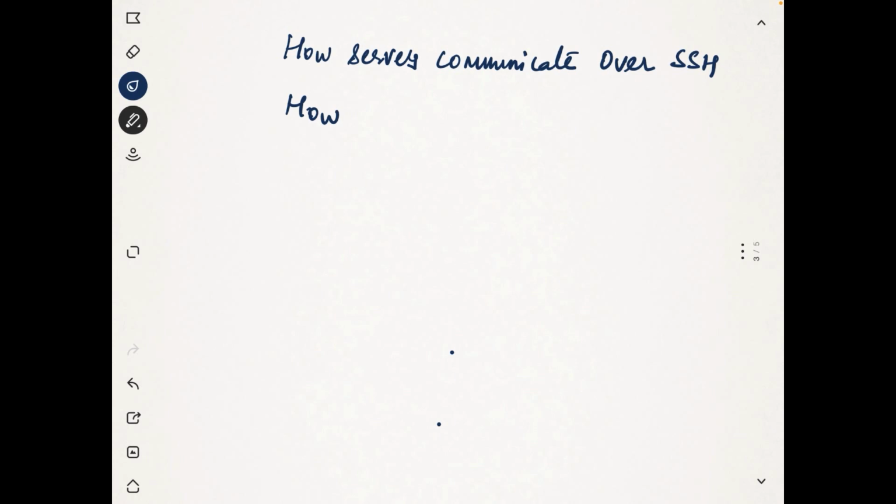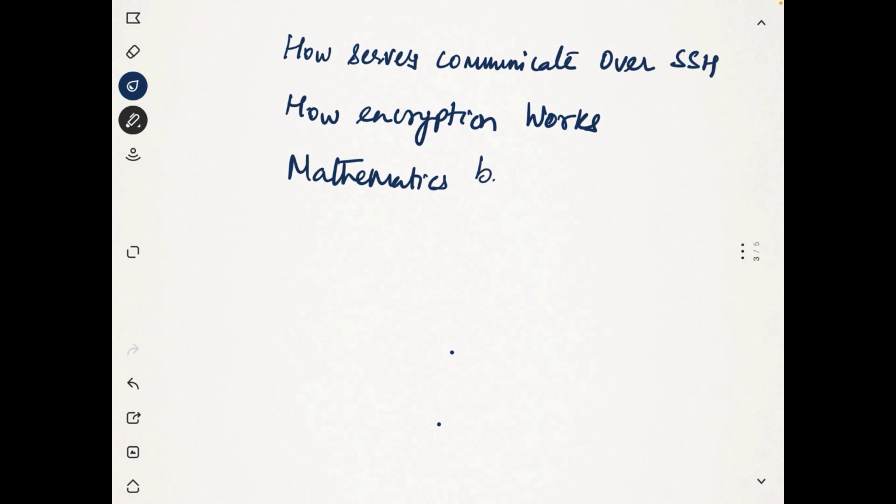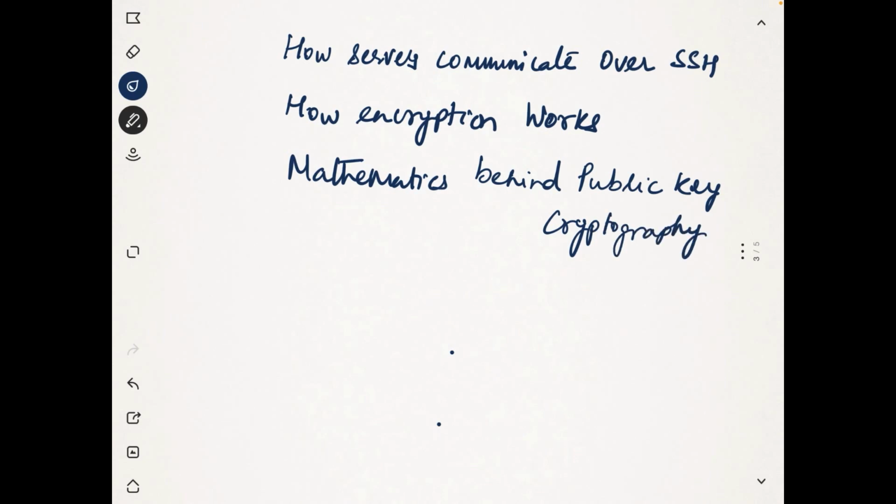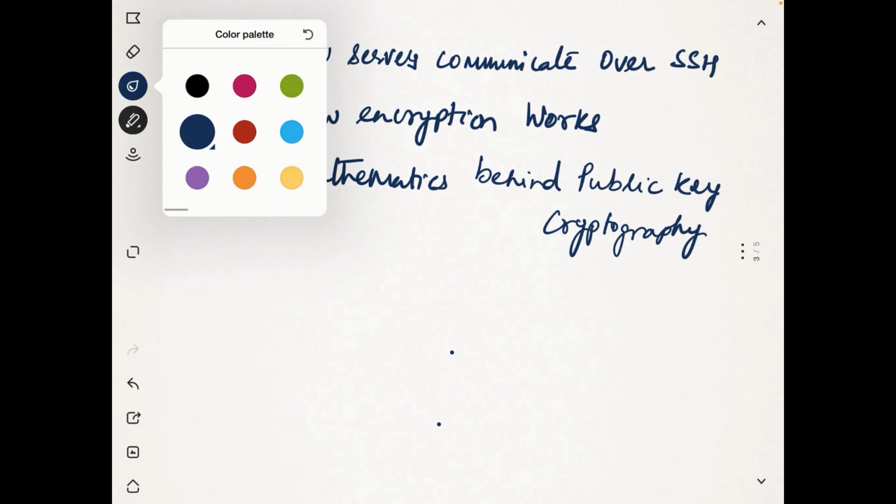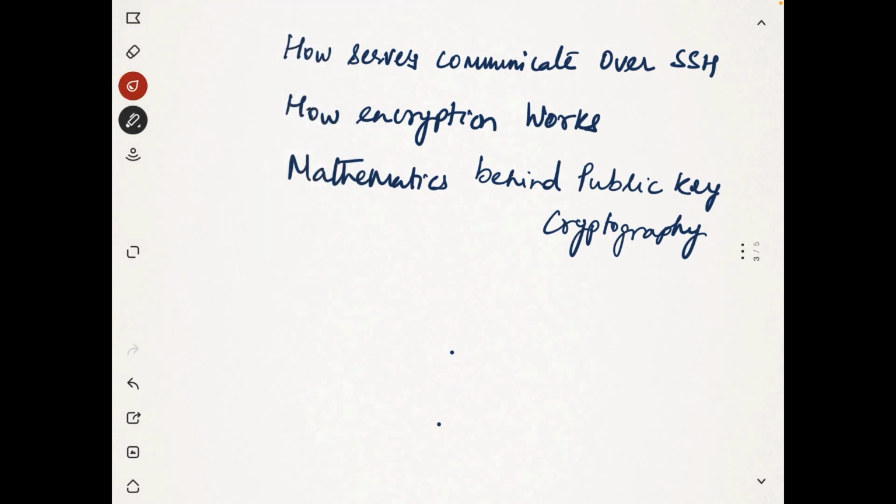And then we'll go on to understand how encryption works, what encryption is, and how does it allow you to transmit your messages safely. And finally, we'll take a deep dive and understand the mathematics behind public key encryption. Now, there's a lot of math that goes behind this encryption. So those who are curious to know what is the exact mathematics, what are the formulas that go into public key cryptography, they can watch this video and understand what is going on under the hood.